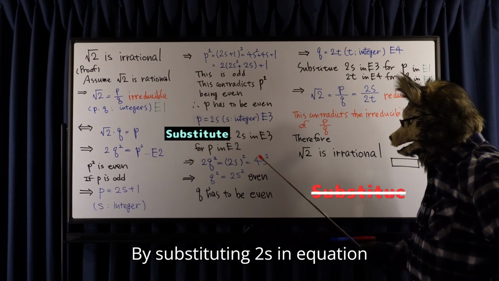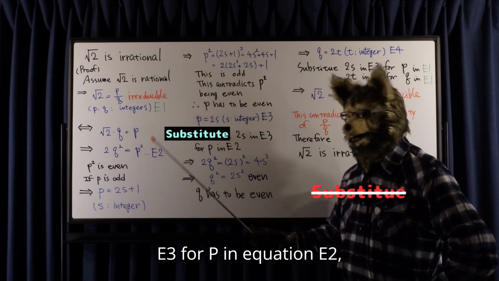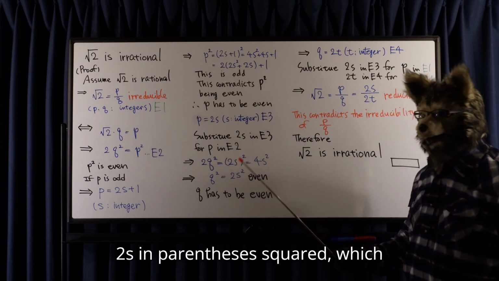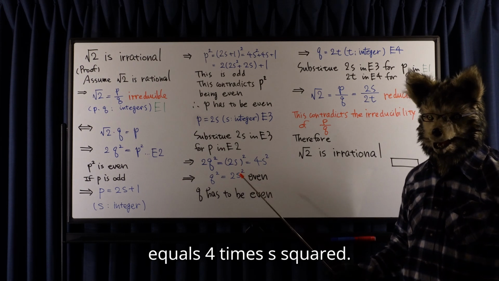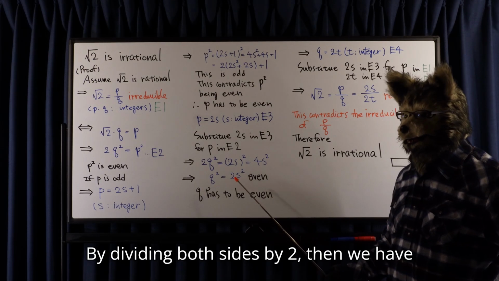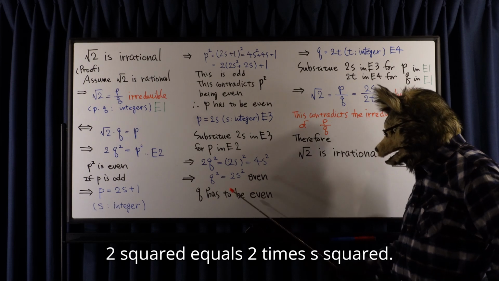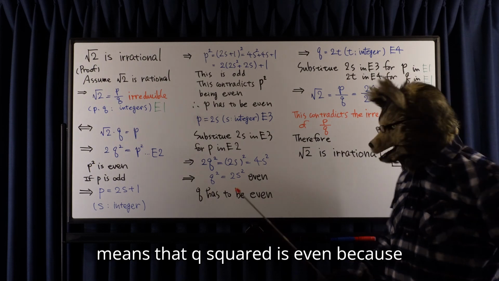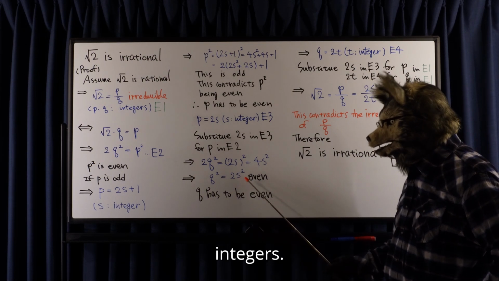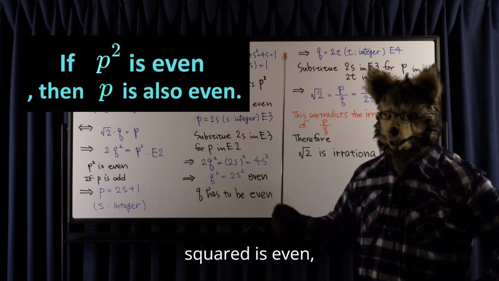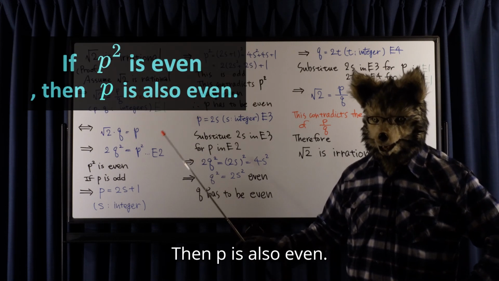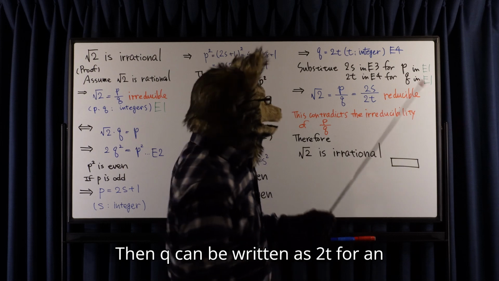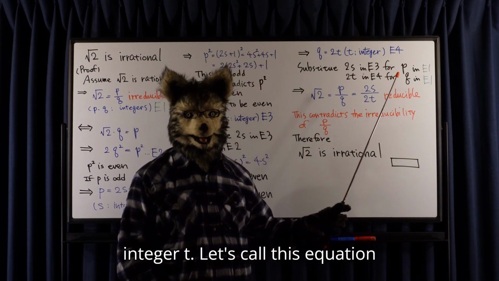By substituting 2s in equation E3 for p in equation E2, we get 2 times q squared equals (2s) squared, which equals 4 times s squared. By dividing both sides by 2, we have q squared equals 2 times s squared. This means that q squared is even because this is a product of 2 and some integer. For the same reason that if p squared is even, then p is also even, q also has to be even. Then q can be written as 2t for an integer t. Let's call this equation E4.